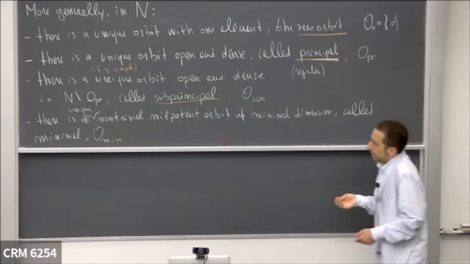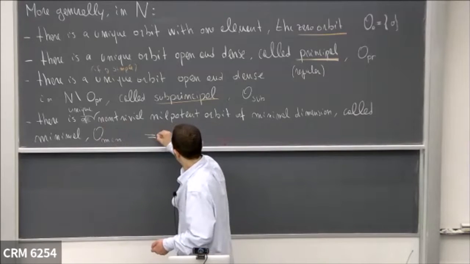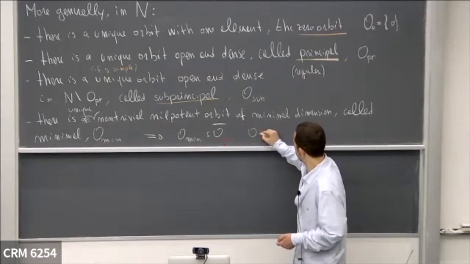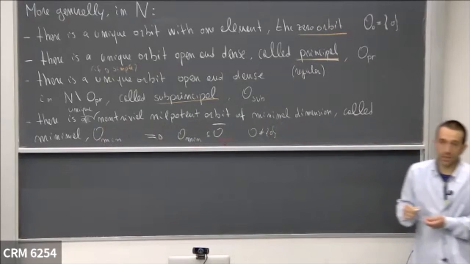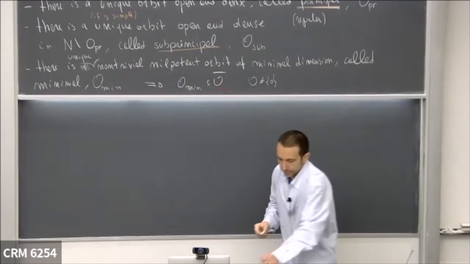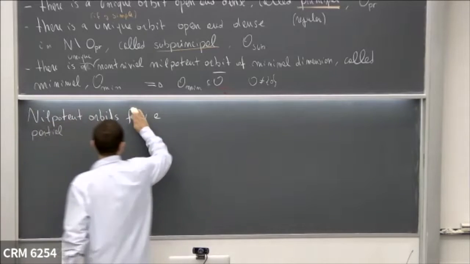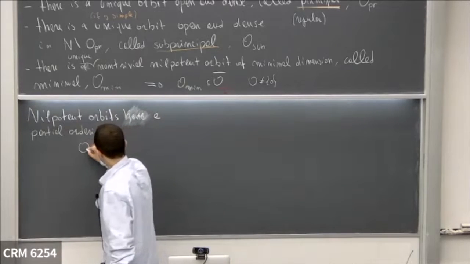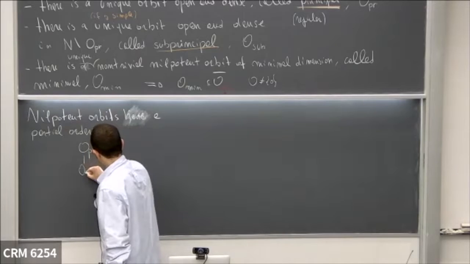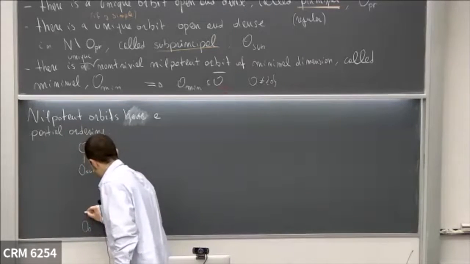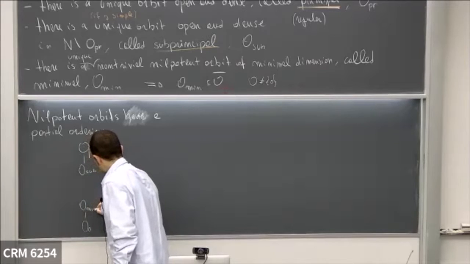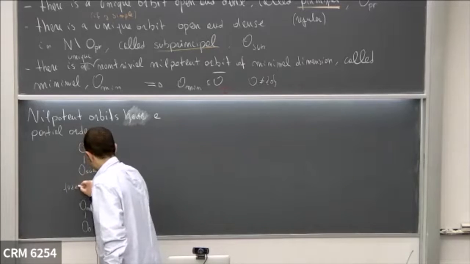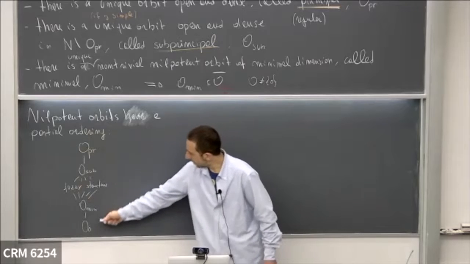And so it really behaves like the 0 orbit. One can show that if we take the closure of some orbit which is not 0, it contains the minimal nilpotent orbit. And the nilpotent orbits have a partial ordering, let's say. So what's the situation? We have the principal, which is bigger than the subprincipal. You have the 0 orbit and the minimal, which is bigger than the 0 orbit, and then we have some fuzzy structure in the middle. But there is a largest one, a second largest one, a smallest and a second smallest one.